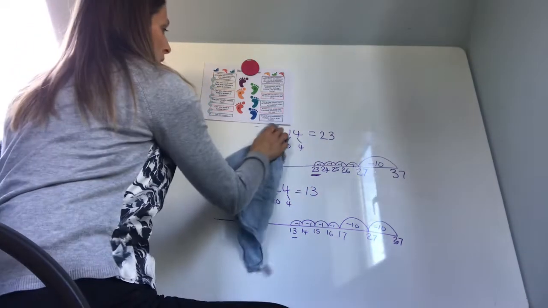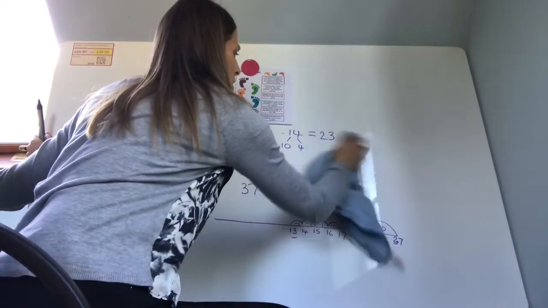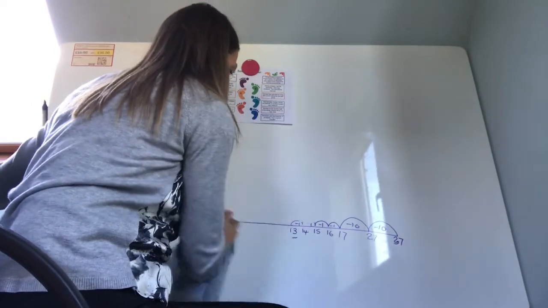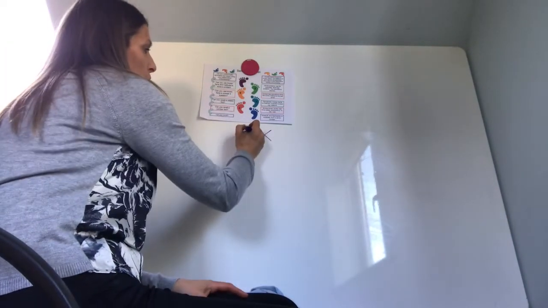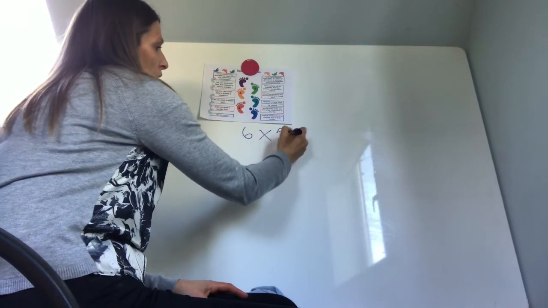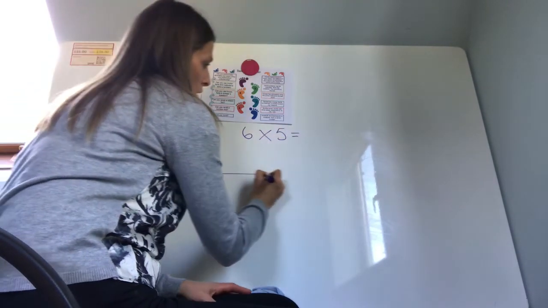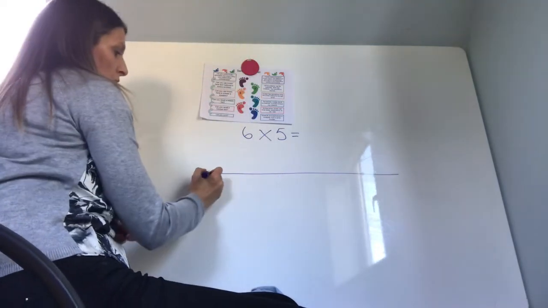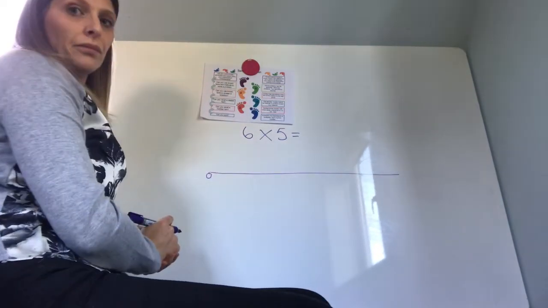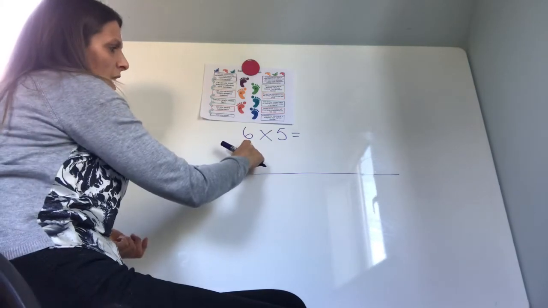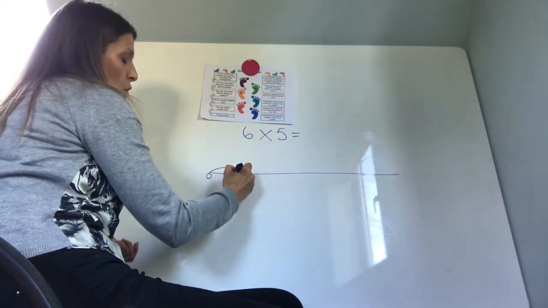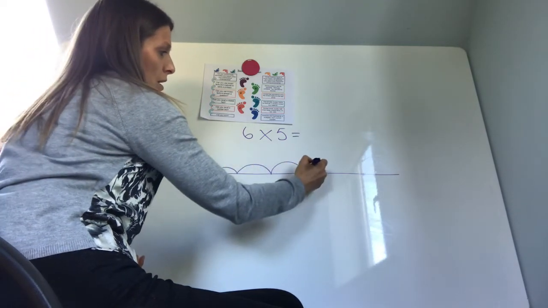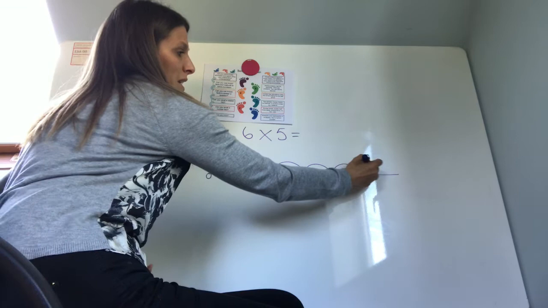Okay, so here we are with my next set of instructions for you. We're going to look at a times table. So I'm going to choose 6 times 5. Again, I'm going to draw my number line and I'm going to start at 0. So I'm going to do 6 lots of 5, or 6 jumps of 5. Are you ready? 1, 2, 3, 4, 5, 6.